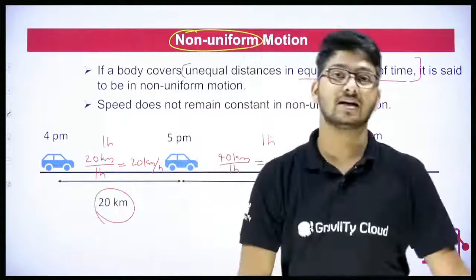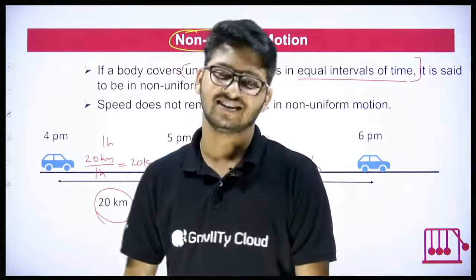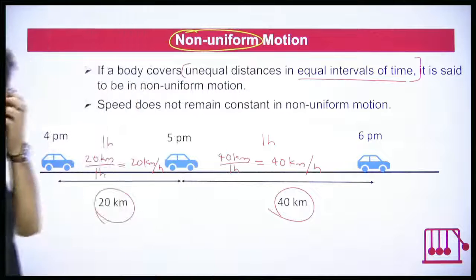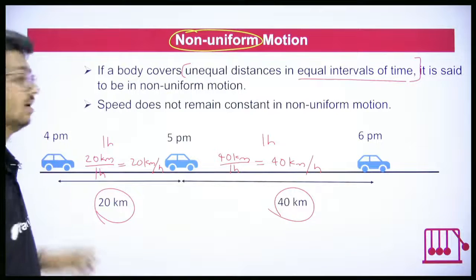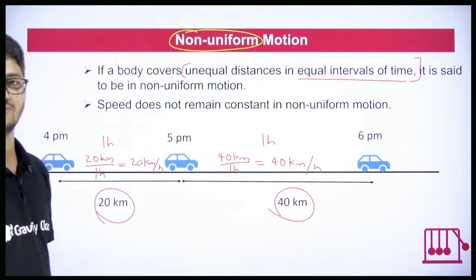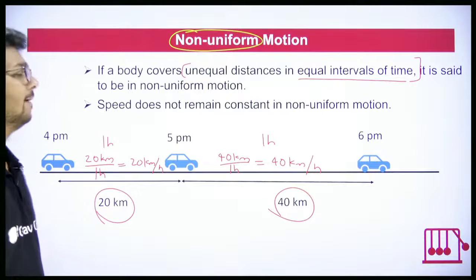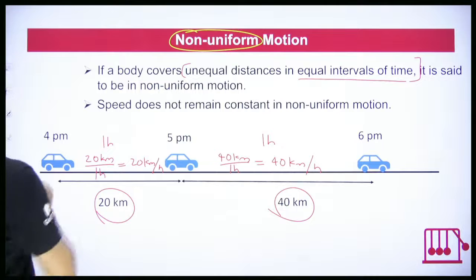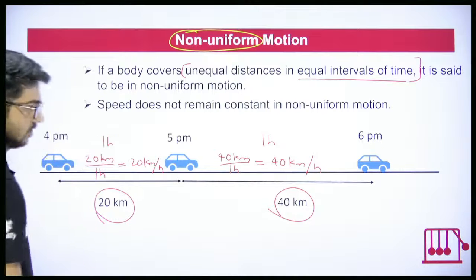Here and here the speed is clearly different. Understood? That's what we are talking about. And speed does not remain constant in non-uniform motion. Good? That's good. Okay.